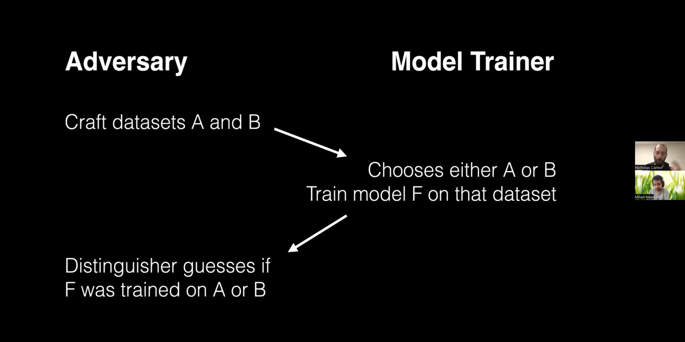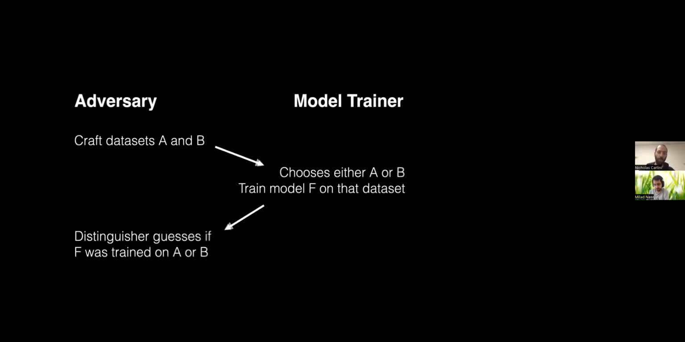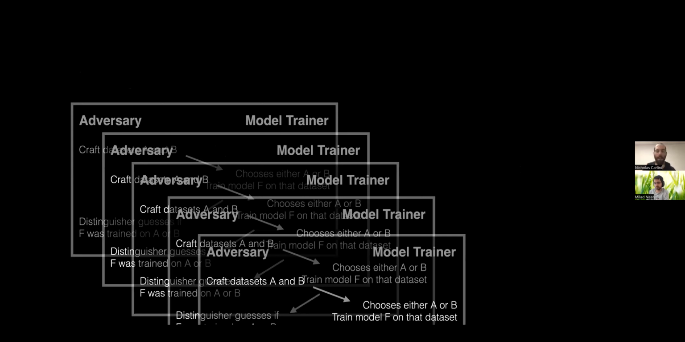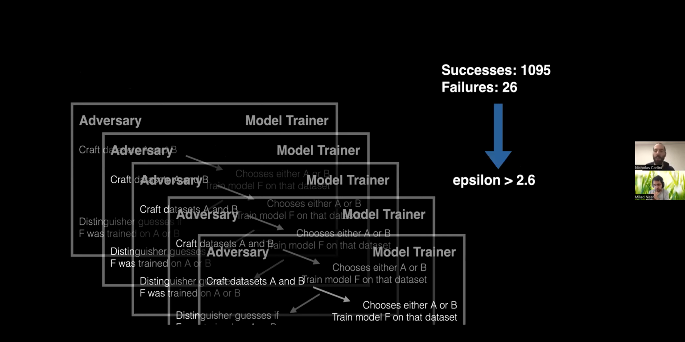And so the way that you can convert this into a DP guarantee or a DP lower bound is you take this whole protocol, stick it in a box, and repeat this many, many times, in particular thousands of times. Then you can compute the probability that you succeed and the probability that you fail, and you can use this to give some number of epsilon, whatever the number works out to be. Okay. So far, does everything make sense?